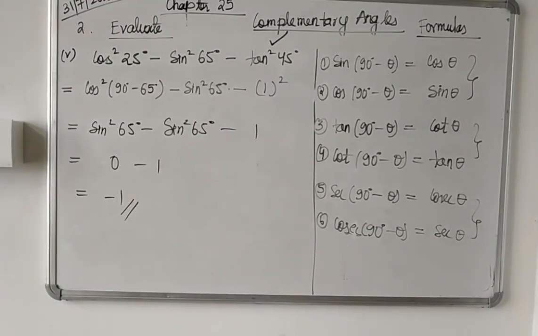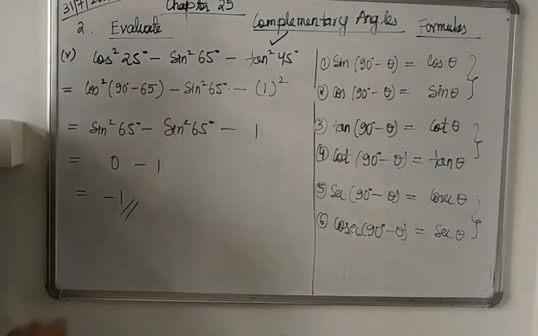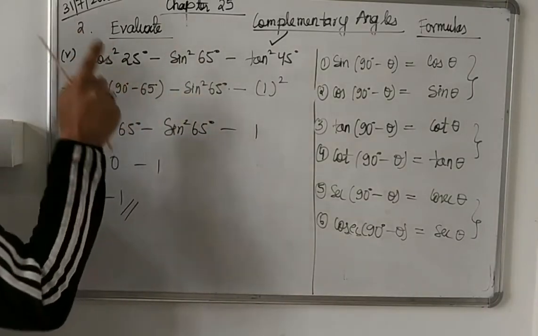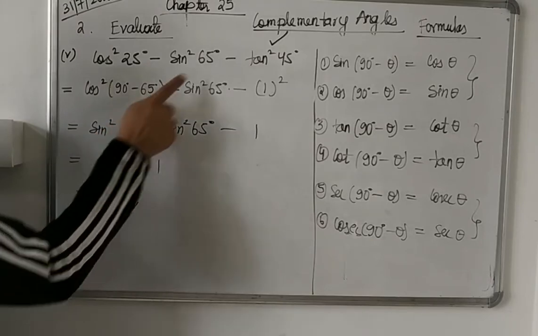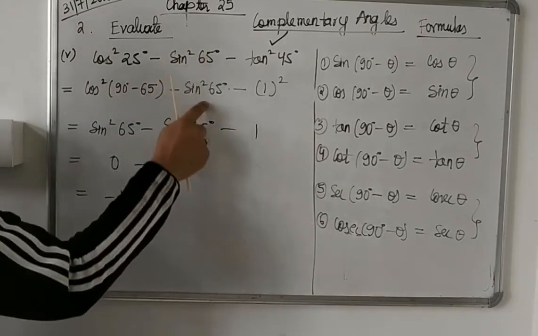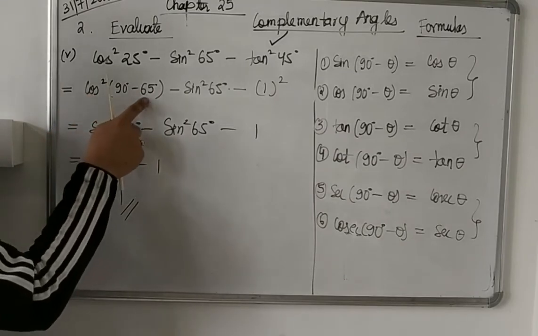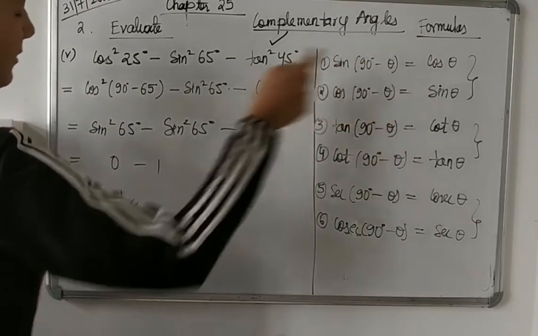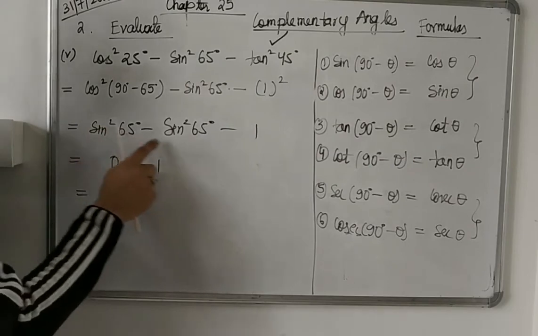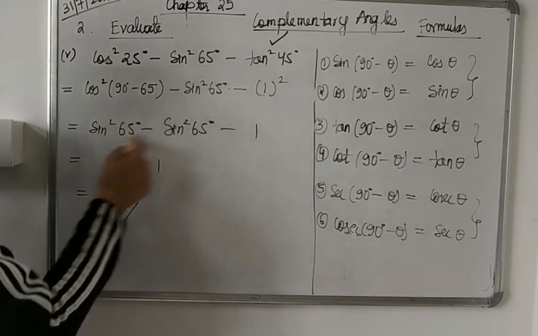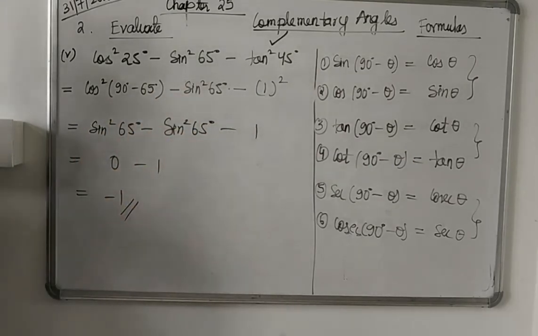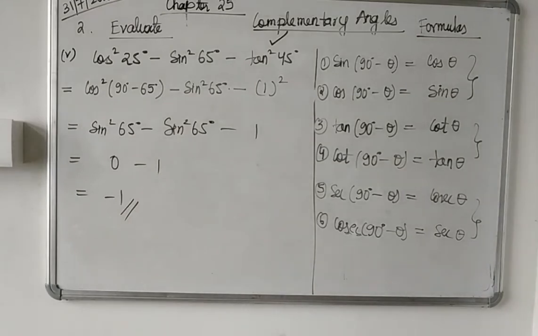Alright, so yes, complementary. So change any one of them. So 25 as 90 minus 65. And this is 65. No change. Tan 45 is 1. Okay, so therefore cos 90 minus 65 will be sin 65, by the square, and minus sin square, minus 1. This and this gone. So 0 minus 1. So the answer is minus 1. So pause the video, note it down.